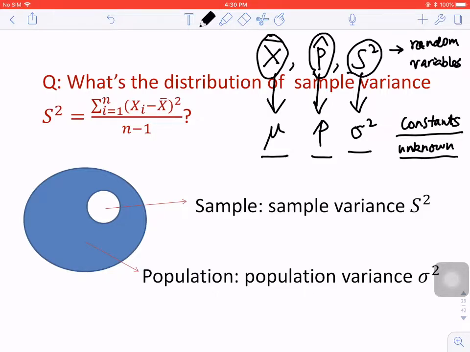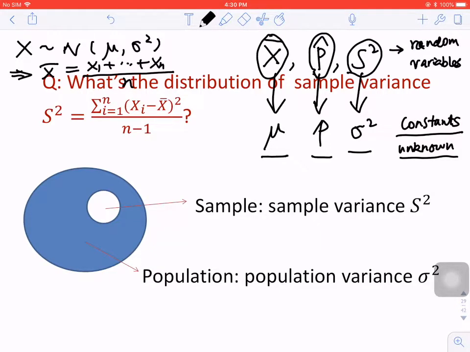So for example, my population variable X follows a population distribution, say a normal distribution, with parameters mu and sigma square. Okay, and then we said the sample mean X bar, which is equal to a bunch of random variables of X, say those Xi's are IID following the normal distribution. So this X bar follows the normal distribution with mu and sigma square divided by n.